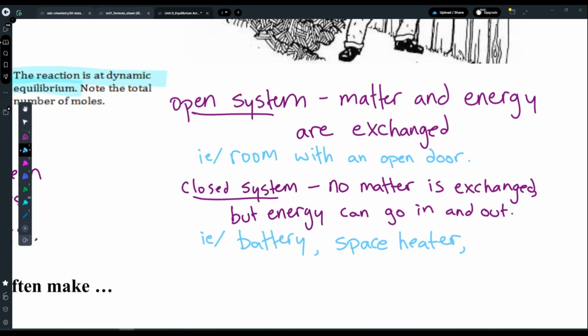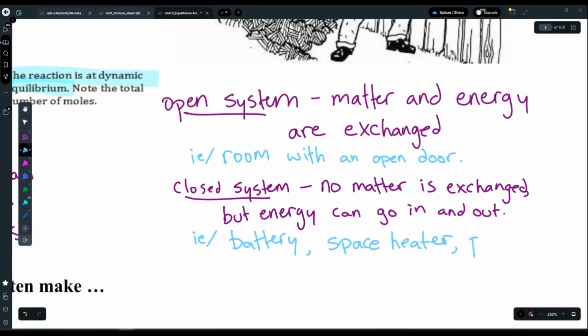Another example could be your phone. You're not going to exchange matter between yourself and the phone. However, the phone can give off light energy or heat energy, so on and so forth, just with energy.